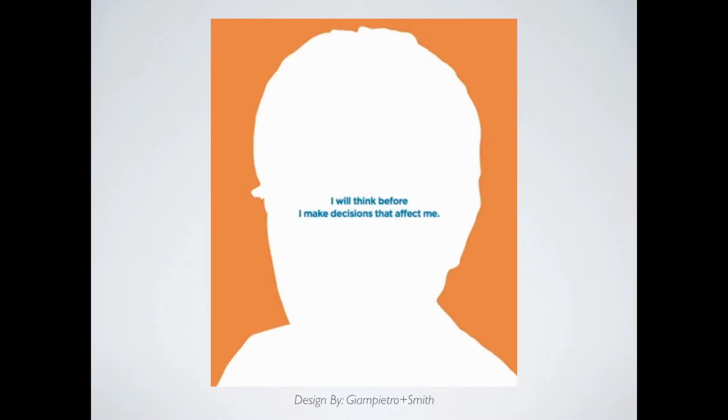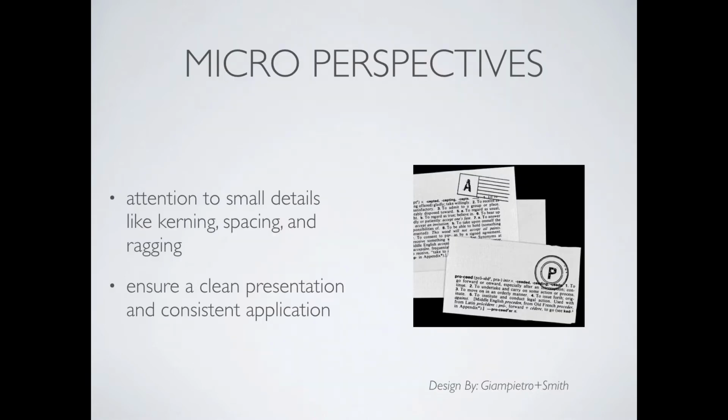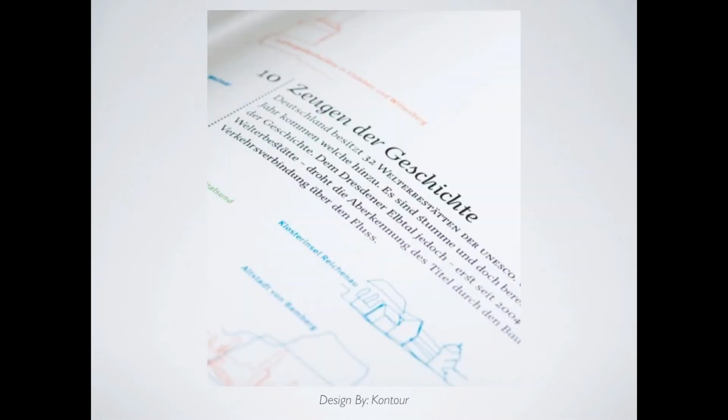Then we look at micro perspectives, which is essentially small details. These are the little things that matter. When you look closely at something, are the details right? Kerning, spacing, ragging, clean presentation, consistent application of that particular font. So something like this, I can't read it, but if we look at the fonts, it's really nicely done. They work well together. They combine well together.